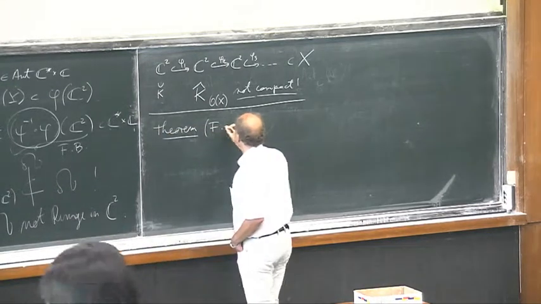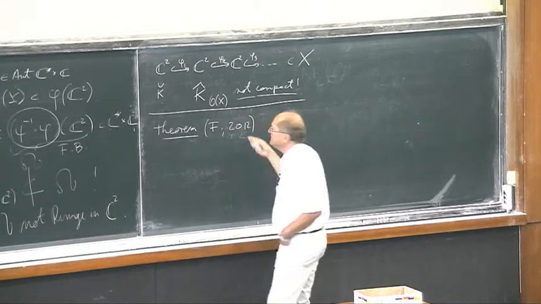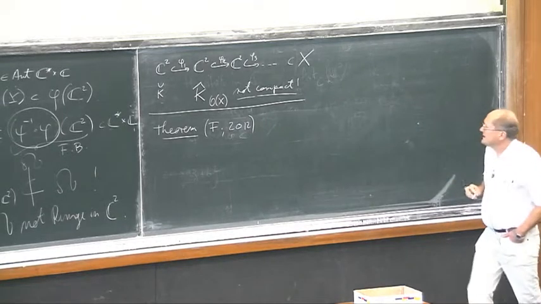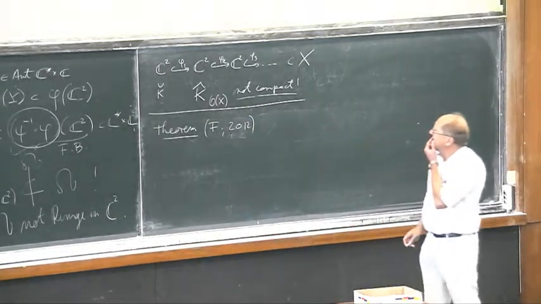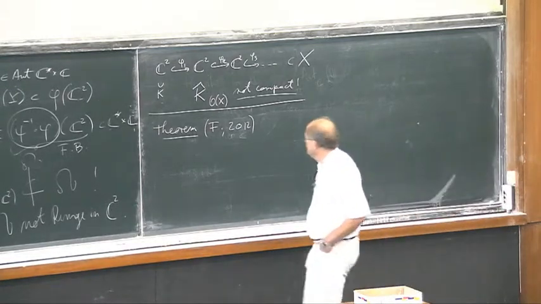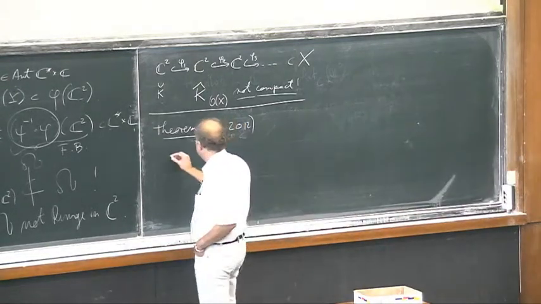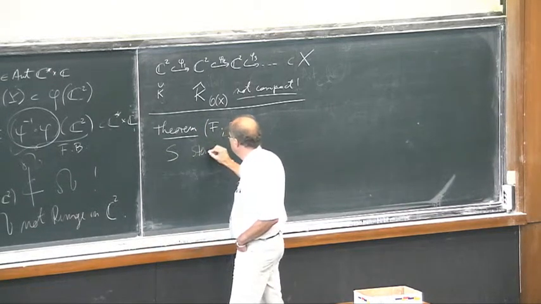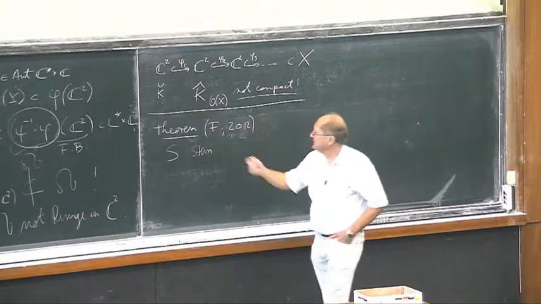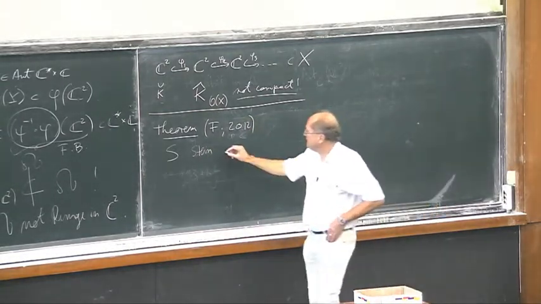So this is due to myself, and it's just now being published in the proceedings of the AMS. I'm basically just improving his construction, adding some parameters. So I prove the following: if S is any Stein manifold, you can think of S as the unit disk. Even the unit disk is a good example.